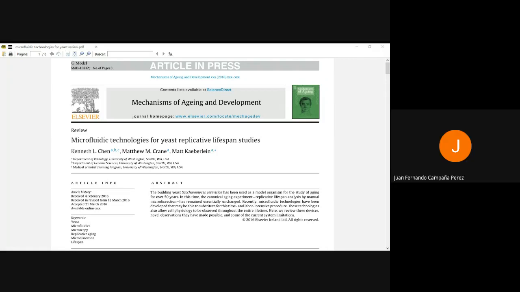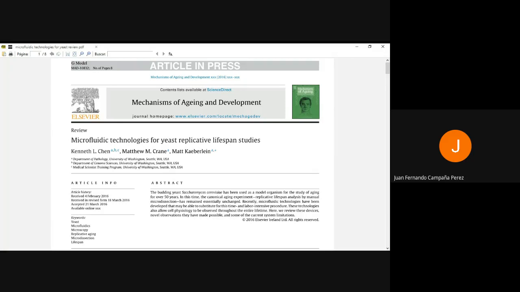Okay, hi everyone. Today I'm going to start the Paperthon. I was searching about the devices and methods that different countries and groups use to perform studies in yeast. I found a small review called Microfluidic Technologies for Yeast Replicative Lifespan Studies.